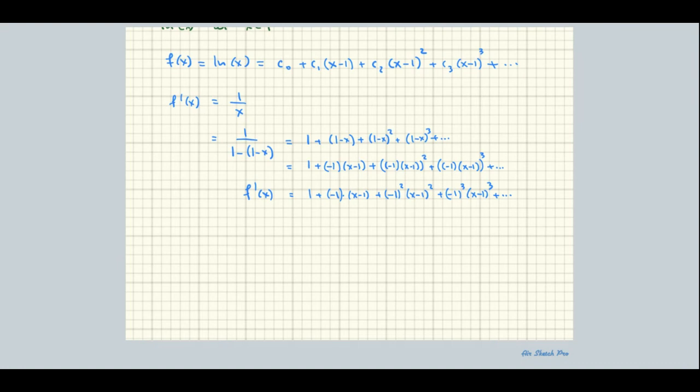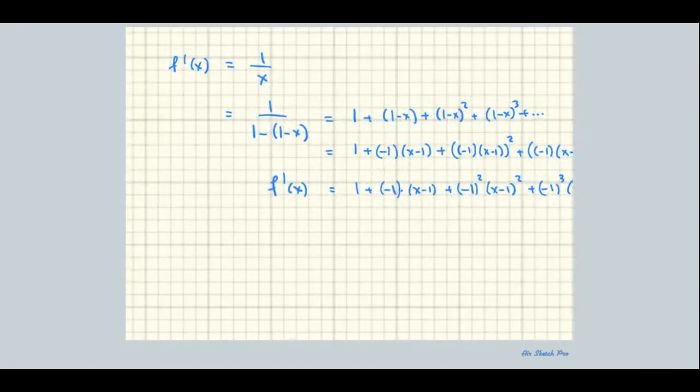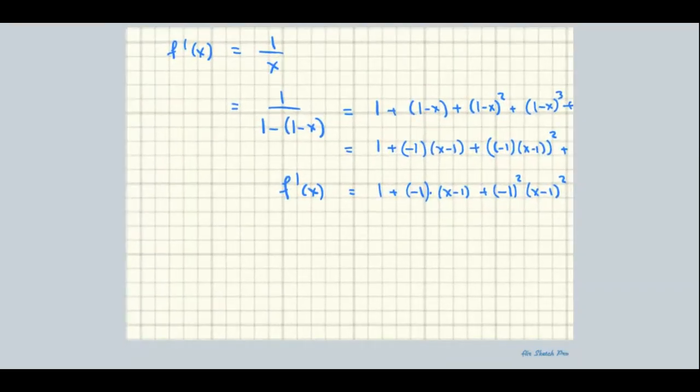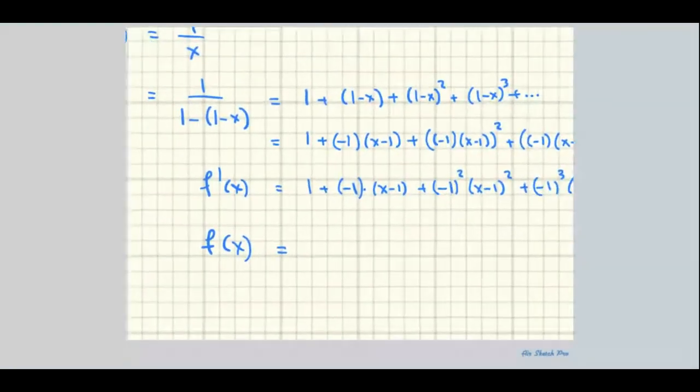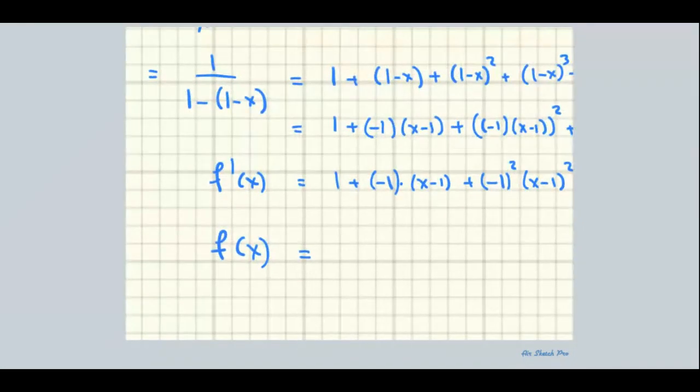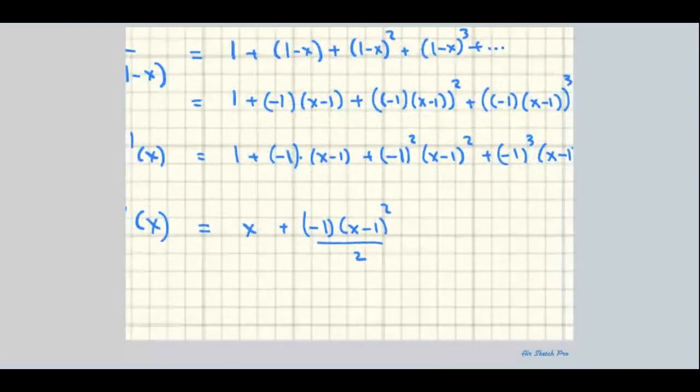Well, in any case, here we are. We have f prime, in this case the derivative of log, right? So now all I'm going to do is take the integral, and when I take the integral, I get f of x, right? And let's take this. This would be x, right? Plus negative 1 times (x minus 1) squared over 2, yeah?